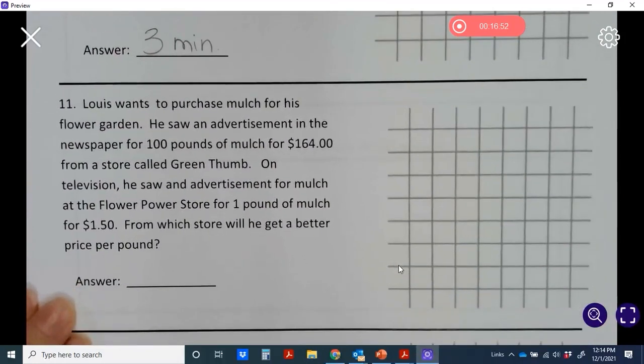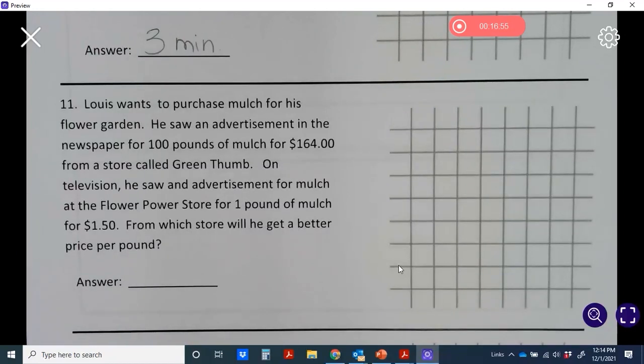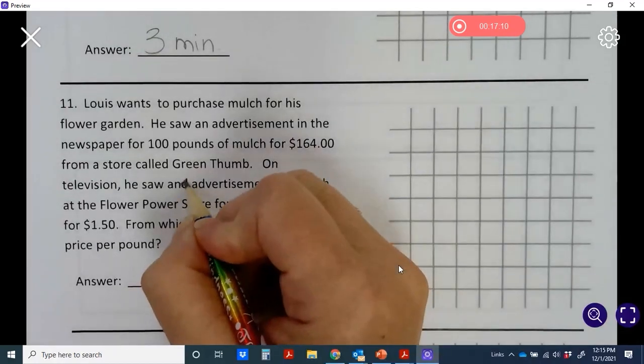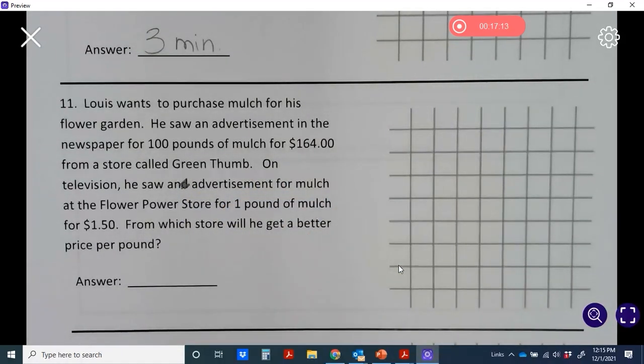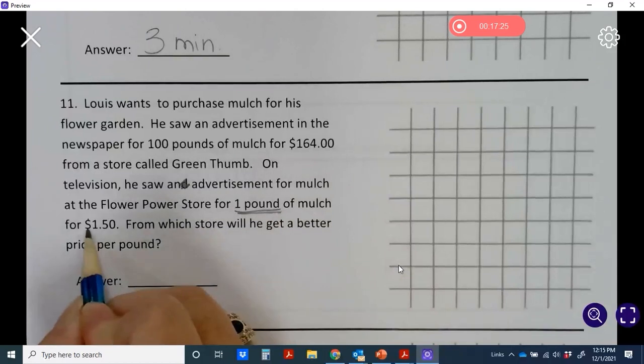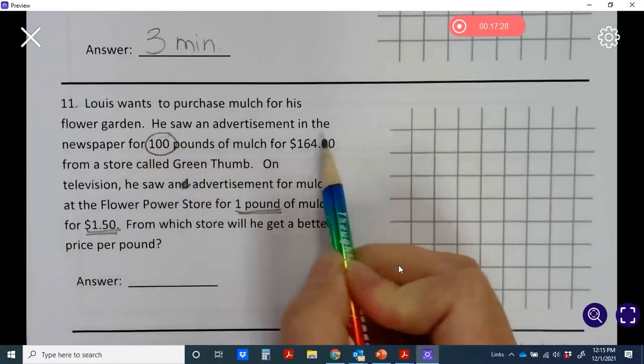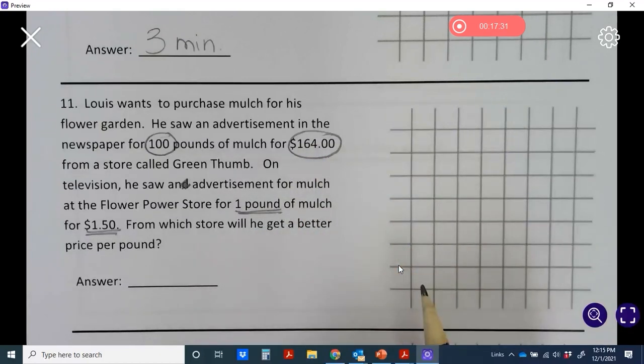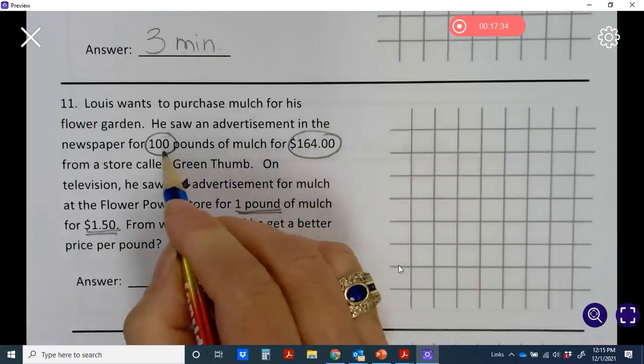All right. Lewis wants to purchase mulch for his flower garden. He saw an advertisement in the newspaper for 100 pounds of mulch for $164 from a store called Green Thumb. On television, he saw an advertisement for mulch at the Flower Power Store for 1 pound of mulch for $1.50. From which store will he get a better price per pound? So 1 pound of mulch is $1.50, and 100 pounds is $164.